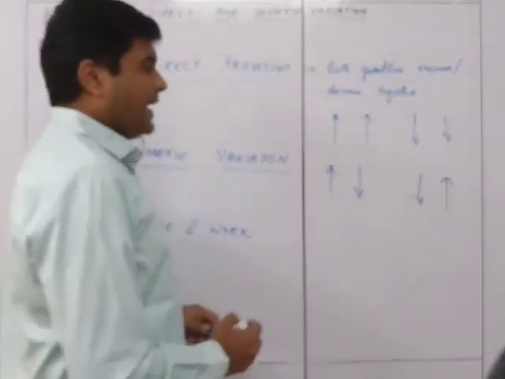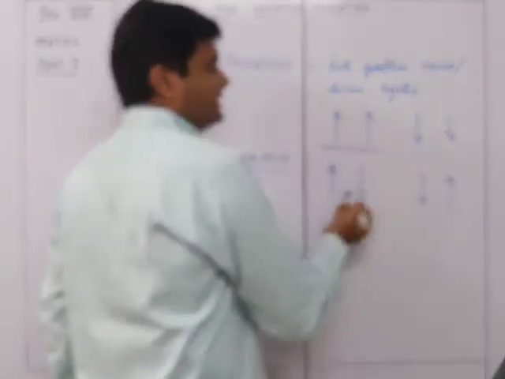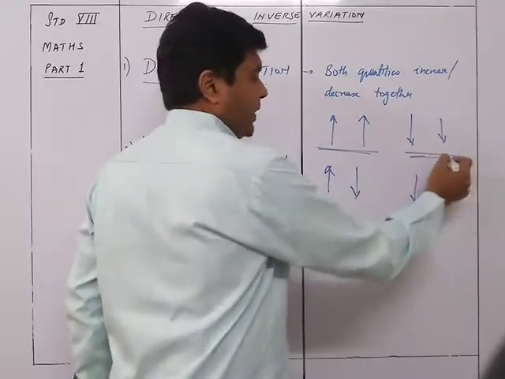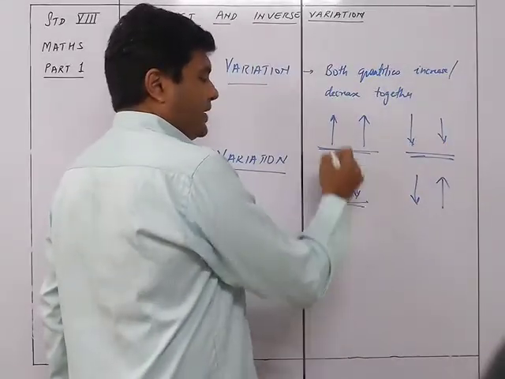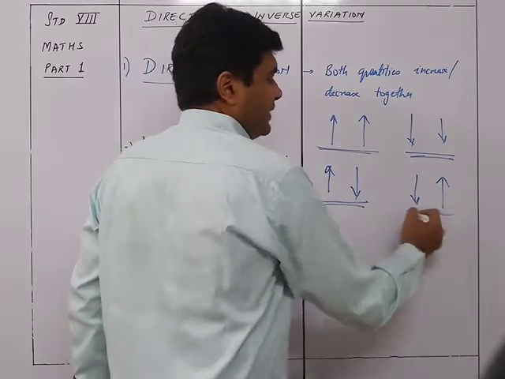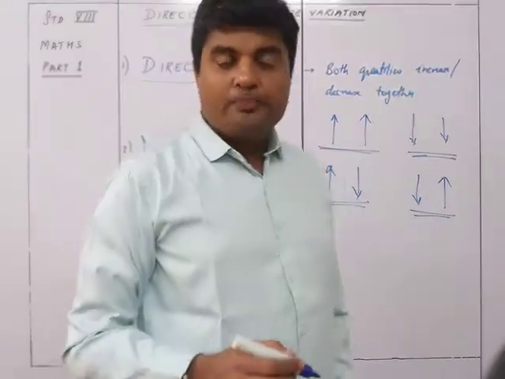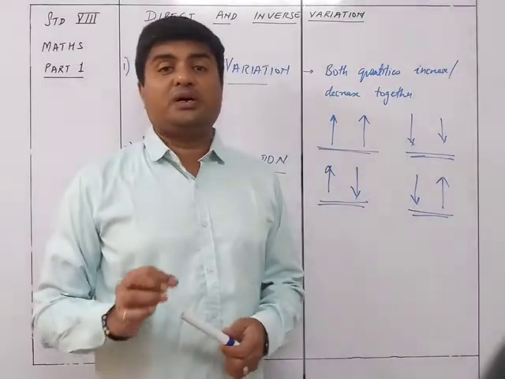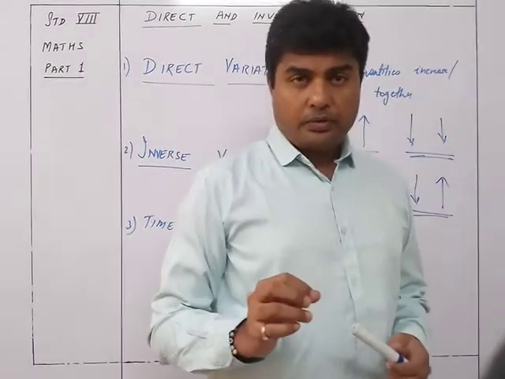So you can see that in direct variation, both are going simultaneously up or simultaneously down, whereas here, if one is going up, the other will go down. If the other is going down, the other one will go up. So in this way, this is inverse variation. Got it?